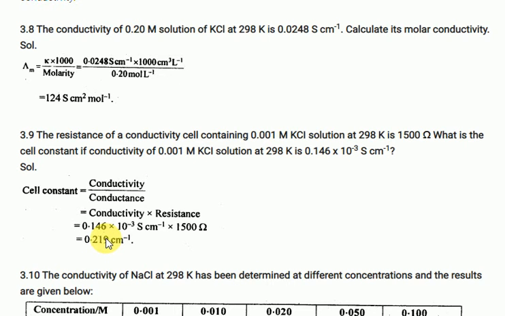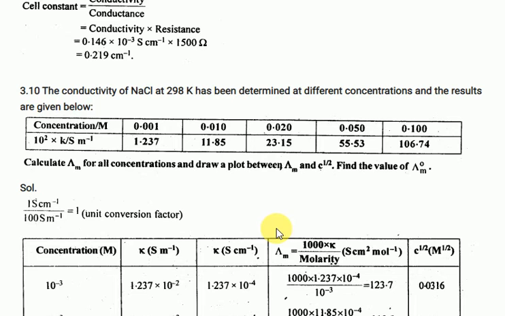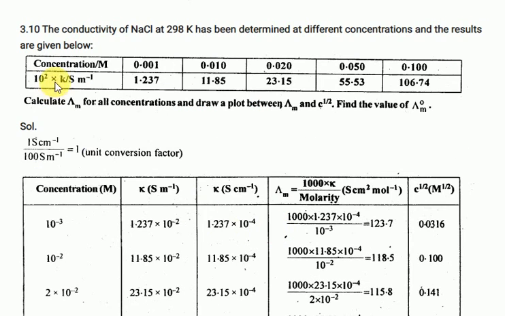Okay, look at the next problem. You get one big problem here. Given the conductivity of NaCl at 298 kelvin has been determined at different concentrations, and the results are given below. The concentration is given and the conductivity kappa is given. The concentration is 0.01 molar, and then the concentration increases by a factor of 10, 0.010.